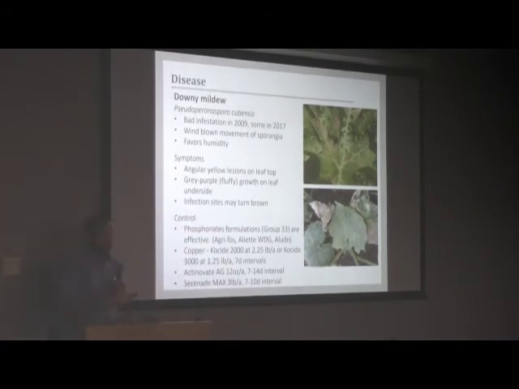Some of the symptoms we see on the top are angular, necrotic lesions on the leaf. Then if you flip it over, this is really easy to identify because we have these fluffy, grayish-purple growths. It's like a woolly growth on the bottom of the leaf. So this again is pretty easy to identify.